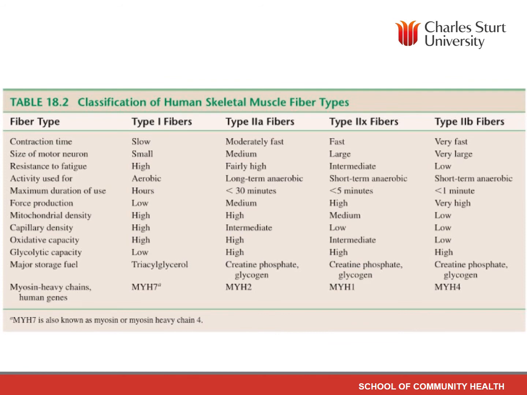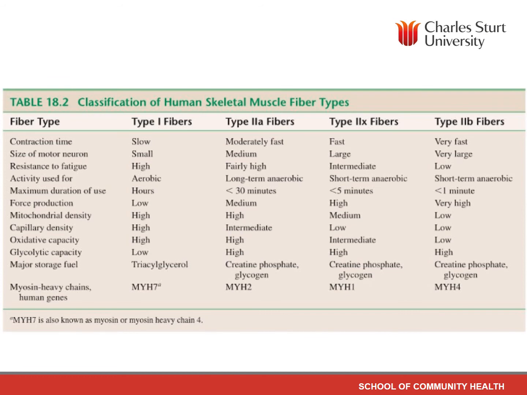Now, with our slow twitch fibers, we have a high resistance to fatigue, so we can call these muscle fibers fatigue resistant. Whereas all of the fast twitch fibers fatigue more quickly, so they can't undergo continuous contractions like a slow twitch fiber can. But as we move from the slowest of the fast fibers, we go from fairly high resistance to fatigue, to intermediate, to low.